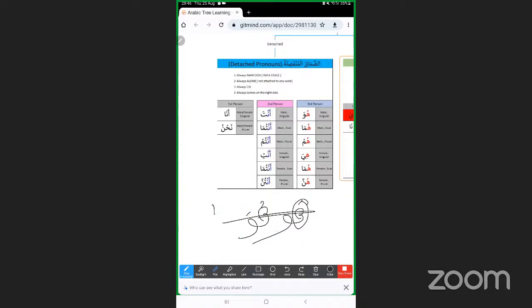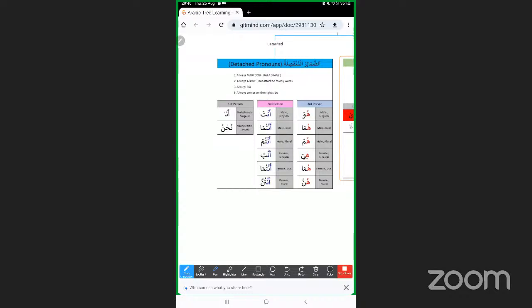If you are not in this position, at least you will be able to identify that if the pronoun is starting with hamza and noon, then it is which person? Second person. The remaining two, ana and nahnu, you have to remember. Ana, nahnu. It is really, really easy.